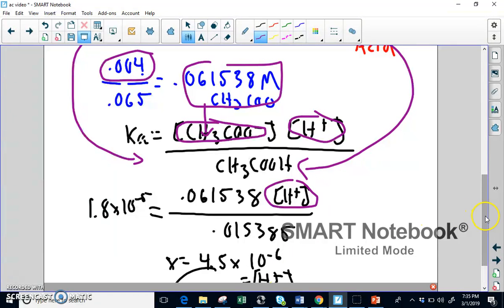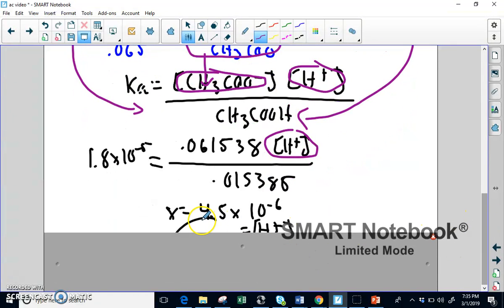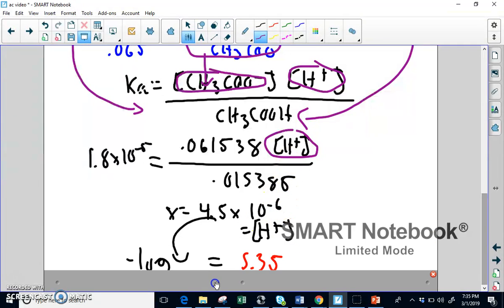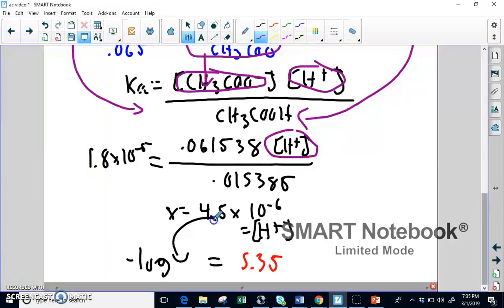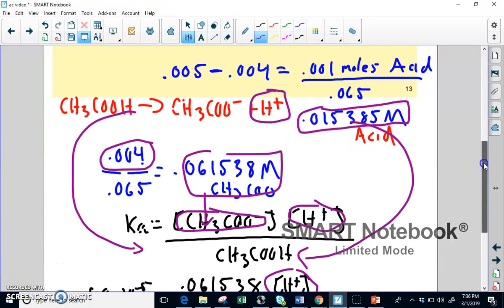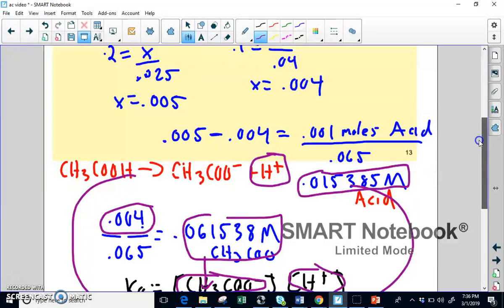If I do that, I get the concentration of H+ is 4.5 times 10 to the negative 6. Okay? And now that I have the H+ concentration, I can put that into the negative log equation and get the pH, which is 5.35. So again, when we're doing these problems, the first steps are the same. Find the moles of both of them. Find the amount of excess reactant by subtracting the bigger from the smaller, and then convert that to molarity by dividing by the total volume.